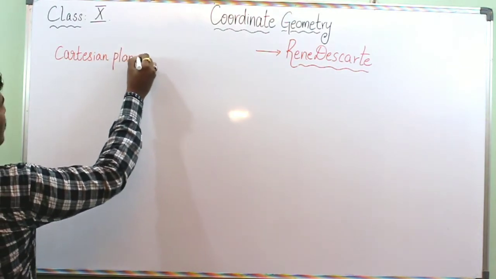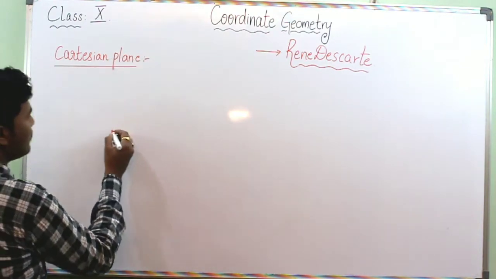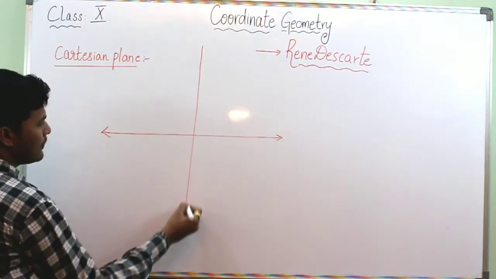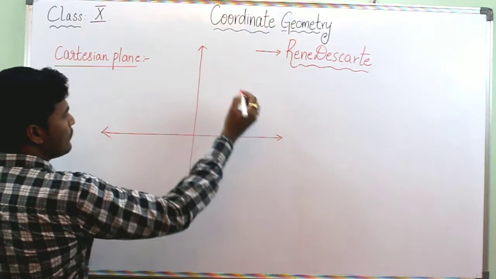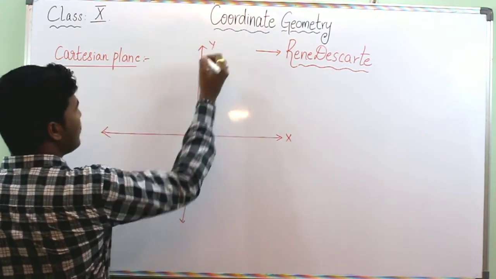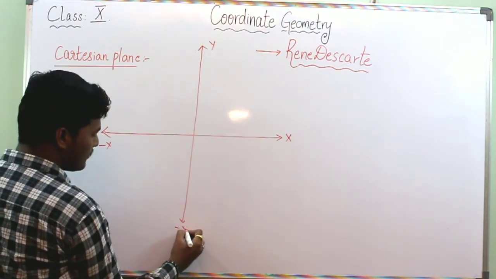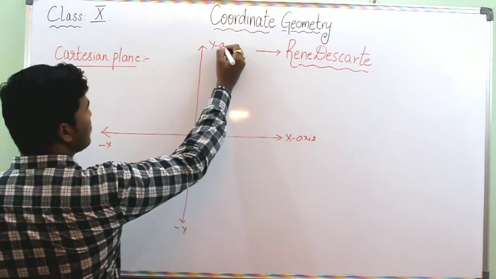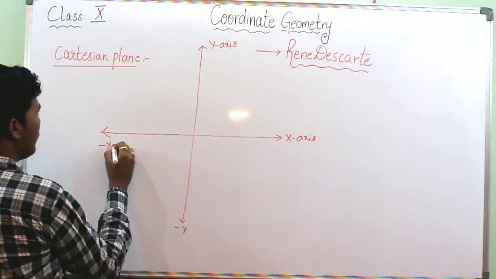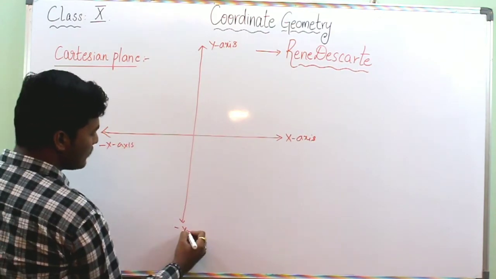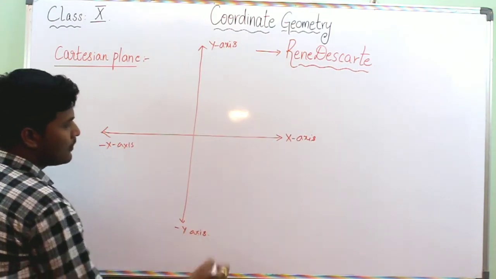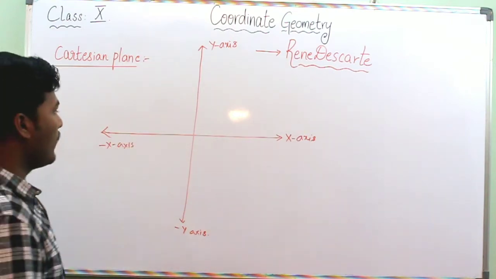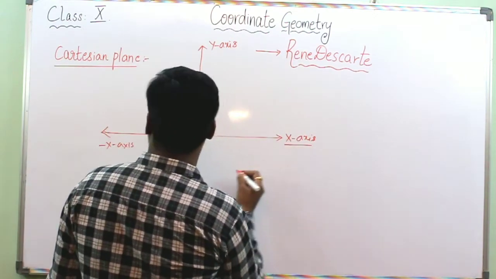A Cartesian plane is nothing but the intersection of the x-axis and y-axis. This is called the x-axis, this is the y-axis, this is the negative x-axis, and this is the negative y-axis. This is called a Cartesian plane, or we can also call it a coordinate plane.